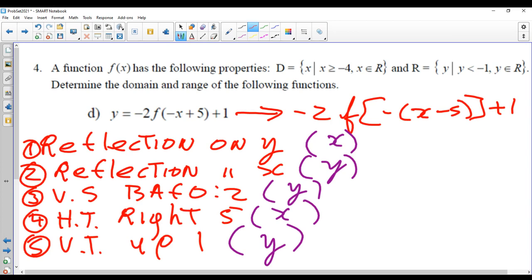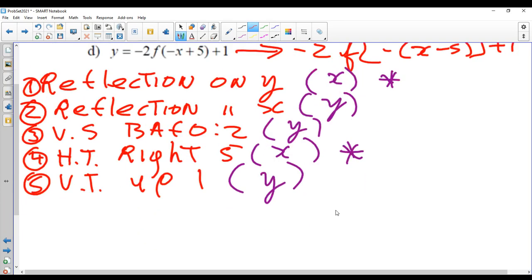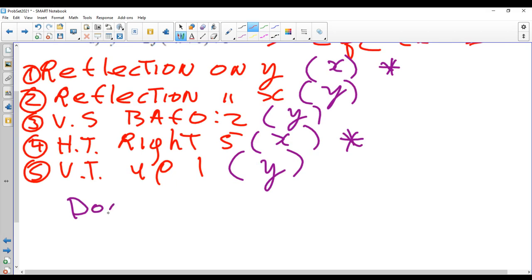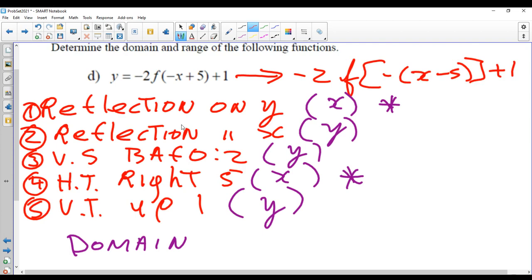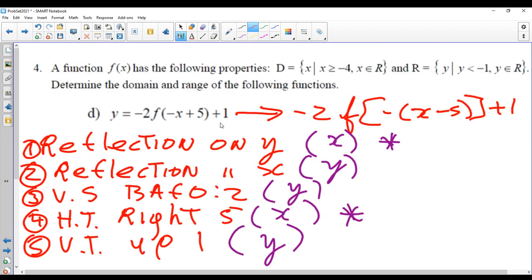Let's focus on the domain, which is all the X's. So it would be this, this that affects the X. Those 2 things affect the X. So we need to ask ourselves how, because we're talking domain now. So let me go down and write domain. It goes right 5 and it's reflected on the y-axis. What are we going to do with the original domain? The original domain used to be x is greater than or equal to -4. What's happening with that is the question.